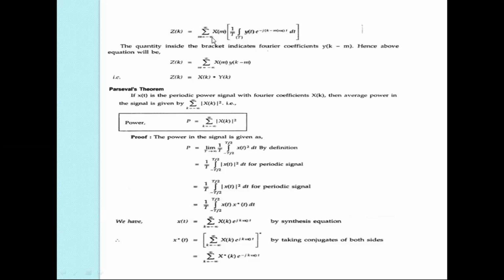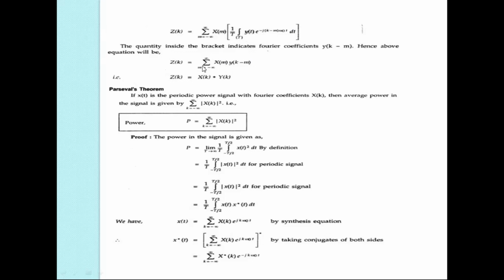So here the sum of m equals minus infinity to infinity x of m times 1 by T integral T y of t e power minus j k minus m omega naught t. Whatever the total equation is in the brackets, according to the frequency shift property, the quantity inside the bracket indicates the Fourier coefficient y of k minus m. Hence, the above equation will be z of k equals sum of m equals minus infinity to infinity x of m, and this total quantity inside the bracket is y of k minus m, according to the frequency shift property.